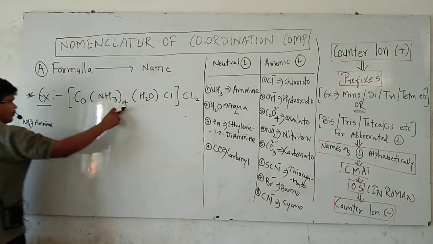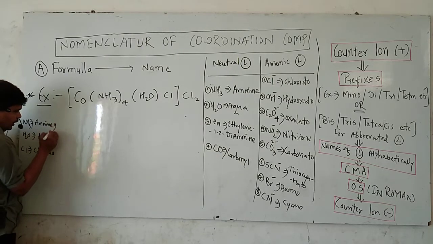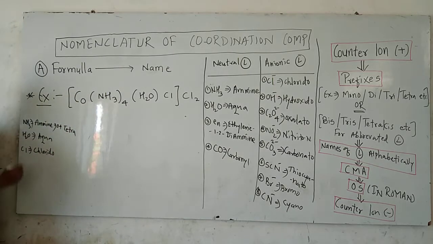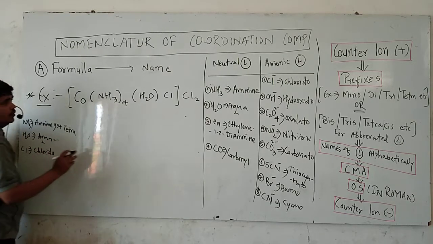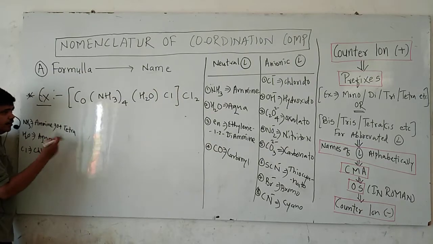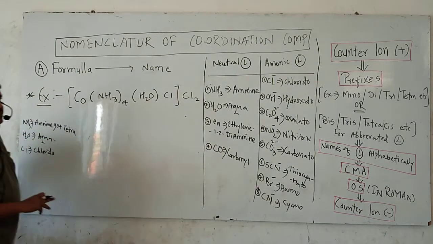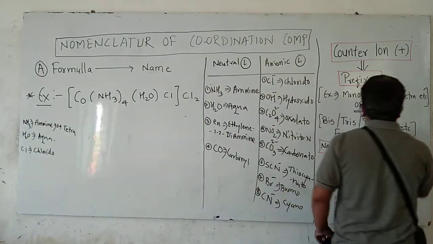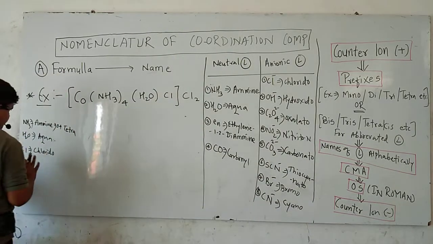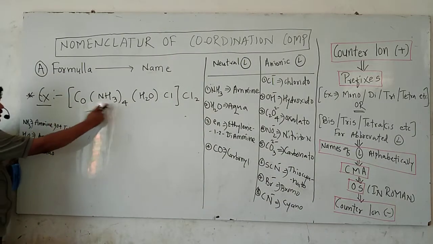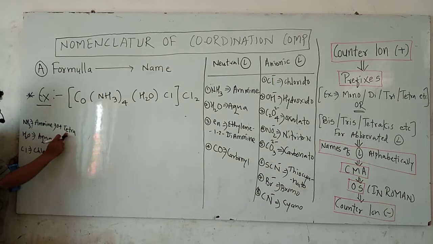Now, NH3, how many are there? 4. So, for NH3, 4 means it will be tetra. H2O, how many are there? Only 1. So, directly you can write aqua. And last one is Cl means chlorido, only one is there, directly you can write chlorido. Prefixes you have to write mainly for di, tri and onwards. For single ligand, no need to write prefix. Okay, so NH3 are 4, so tetra. H2O is only 1, so just I will say aqua, and Cl is also only 1, so chlorido.